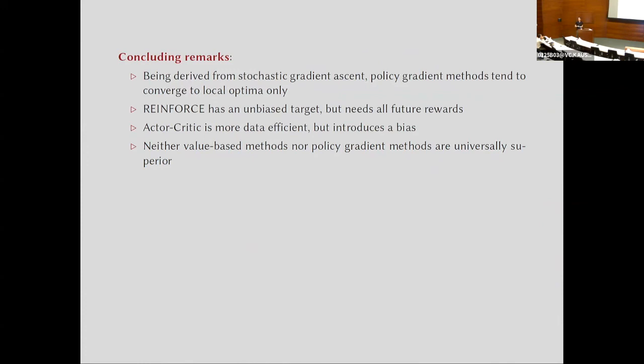What is a minus in comparison to this? Sometimes it's not necessarily, so it depends. So either you're approximating the policy or you're approximating the value function. And depending on your problem, one of them might be easier to approximate or more difficult. It depends on the problem itself. And so there's no universally superior approach. It depends on the situation at hand.